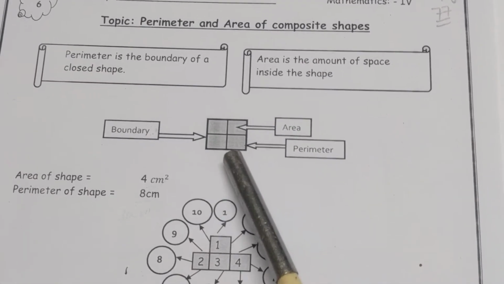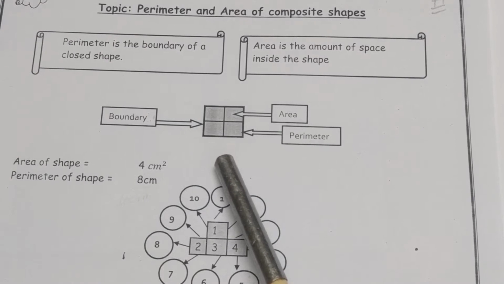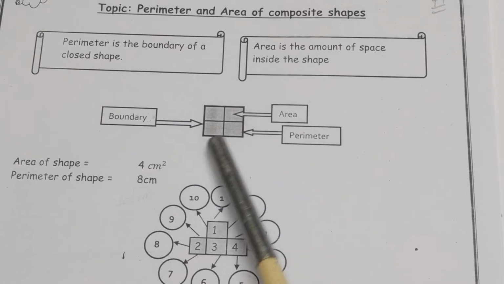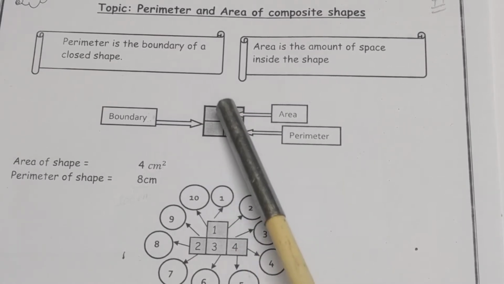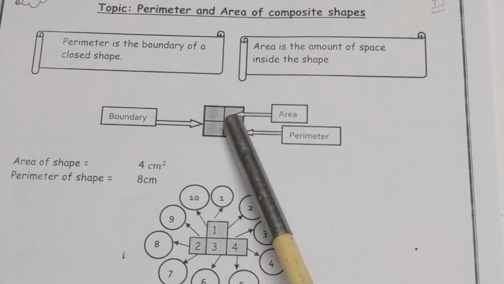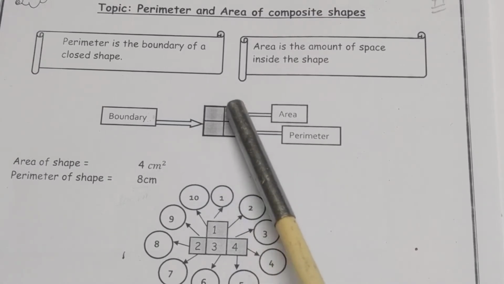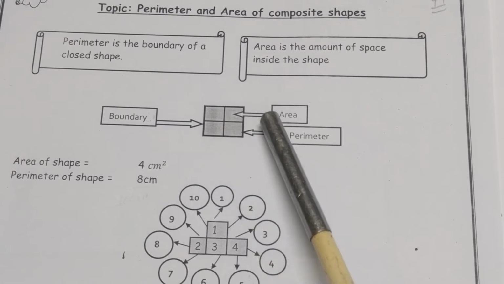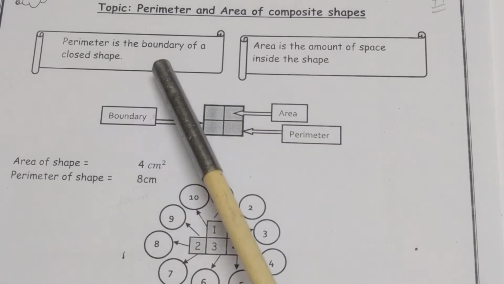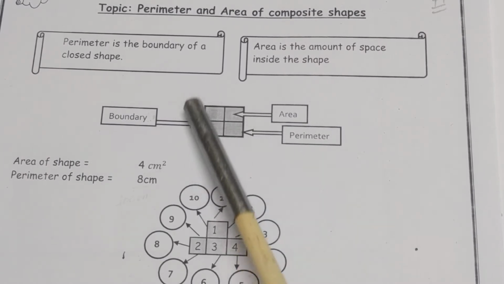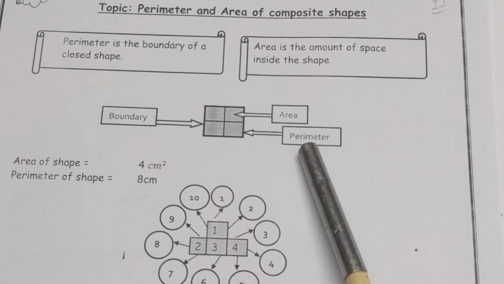Come to this figure. Here you can easily identify the difference of the area and perimeter. In this given box you can see the shaded part. This shaded part is actually the area, the amount of space inside the shape. The space inside the shape is actually called area, and this shaded part represents the area over here. And what is perimeter? Boundary. So this boundary, this outer side, this boundary is actually called perimeter.